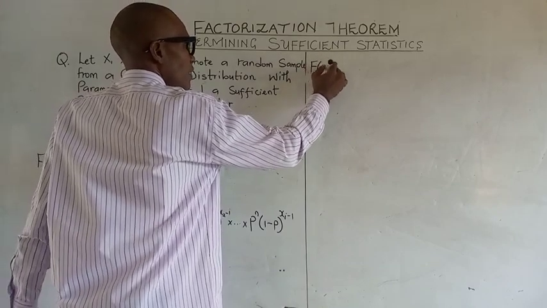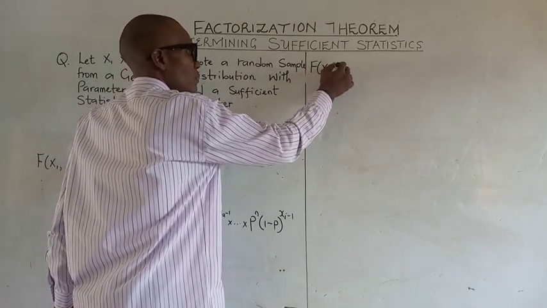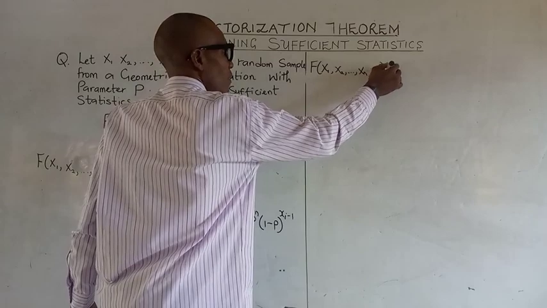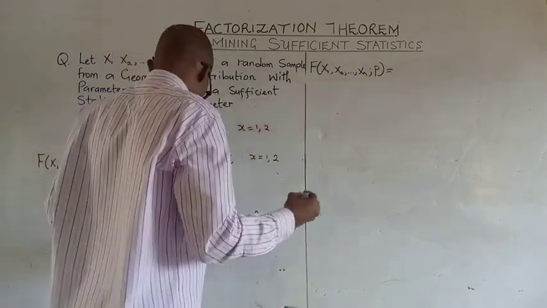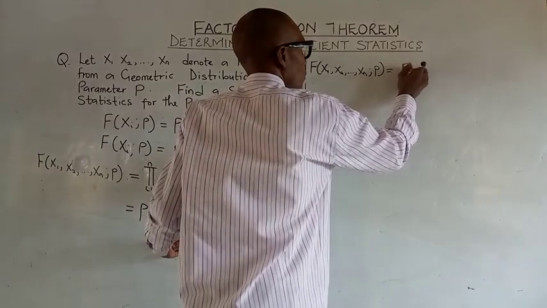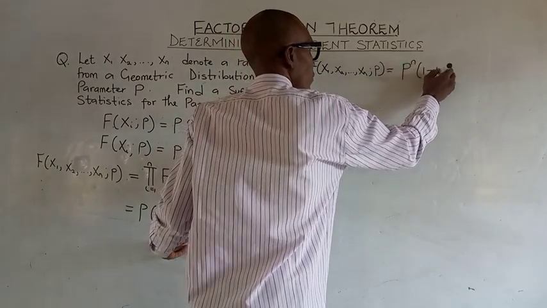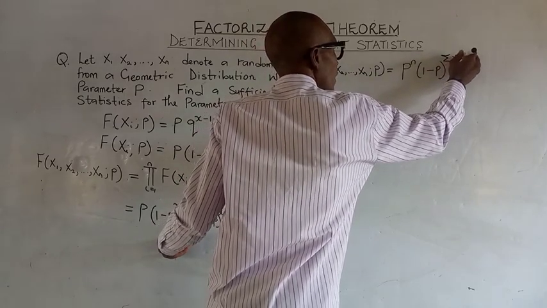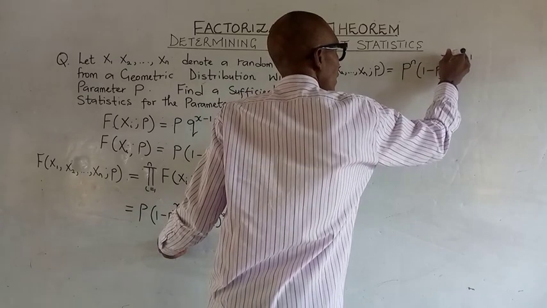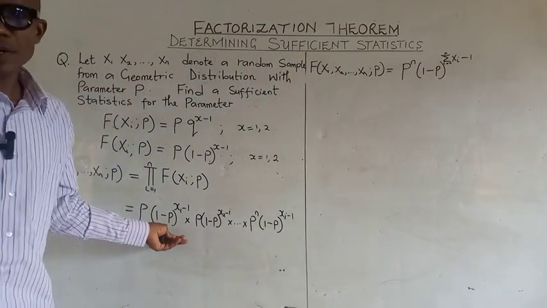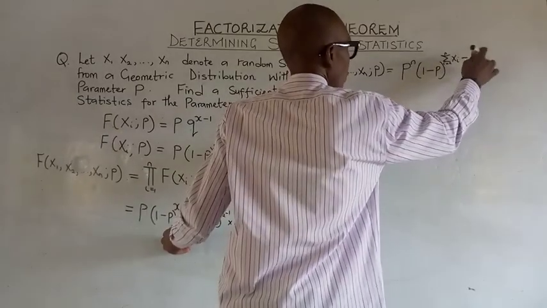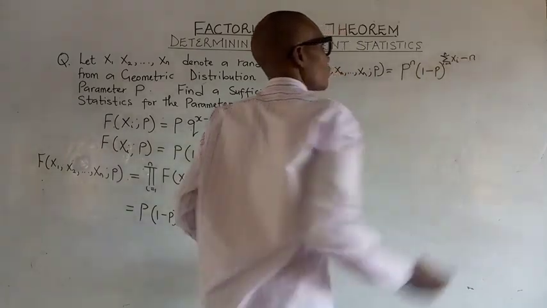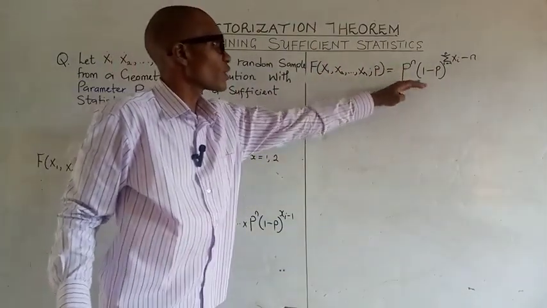f of x1, x2, to xn, and our parameter p. This will give us p^n (1 − p) raised to the summation of xi's minus 1, i ranging from 1 to n. Since this is a constant 1, you have it as n, because if you sum a constant, you have n. So this is what we have.